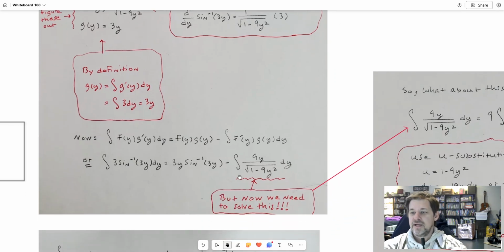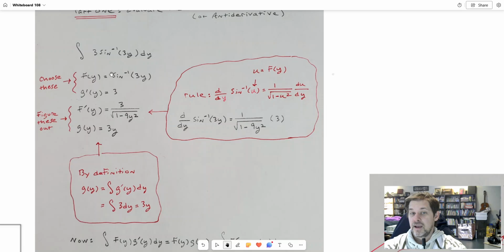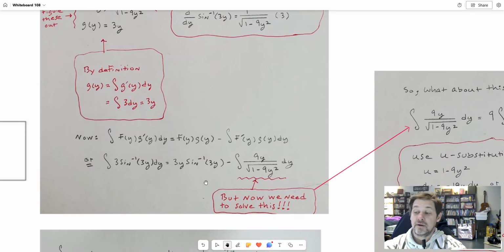Now, I can give you a final answer if I can tell you what the antiderivative of 9y over root 1 minus 9y squared is. That's the bottleneck at this point. I understood I need to use integration by parts, I chose the functions involved, I worked out the rest, and I put everything in by the formula. But I still have to know what this is to complete it. Unless I find this last indefinite integral, I'm stuck and haven't gotten anywhere. So we need to figure out how to solve that.